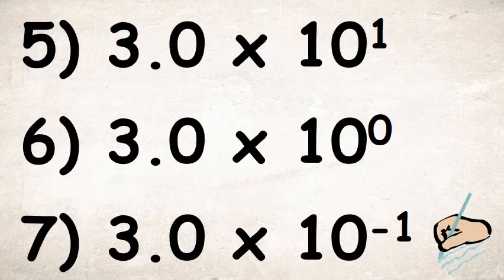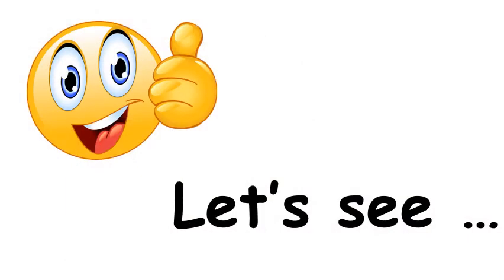And finally you have these three to try. Okay, 3.0 times 10 to the power of 1, 3.0 times 10 to the power of 0, and 3.0 times 10 to the power of minus 1. Okay, so try them out, pause your video, and then continue once you've finished. Ready?